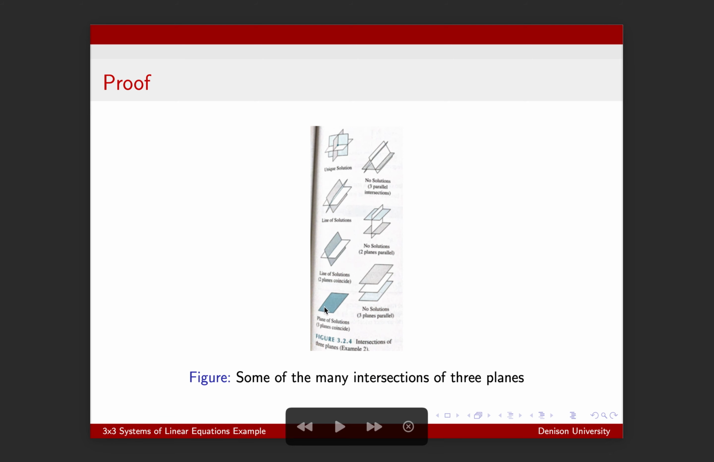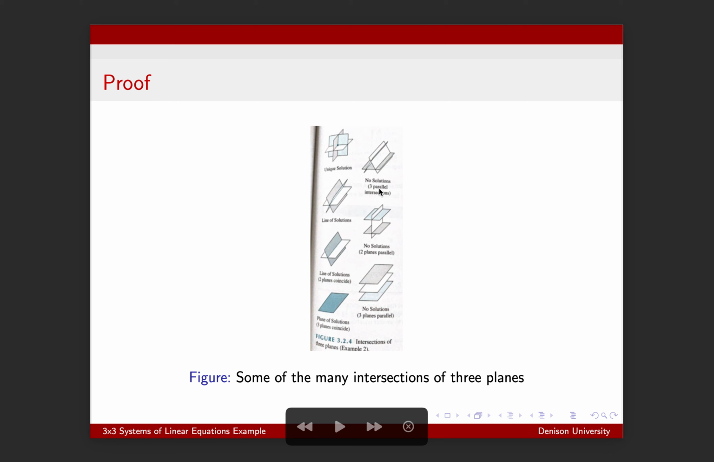The next example that we're going to take a look at is a plane of solutions. This one's pretty easy to see. It's when all three planes coincide. So all three planes are on top of each other, and at every point, all three planes are intersecting.